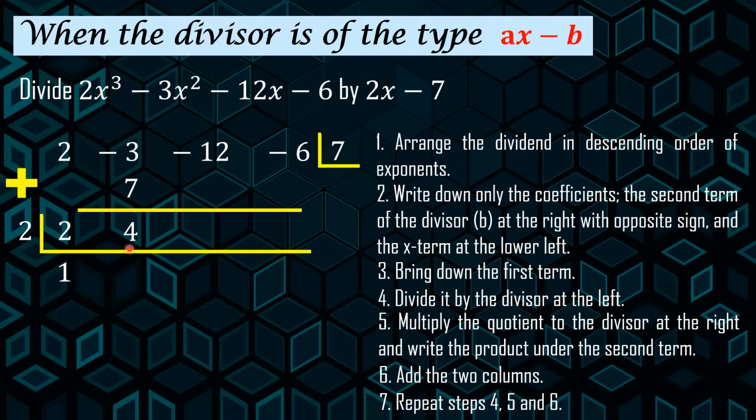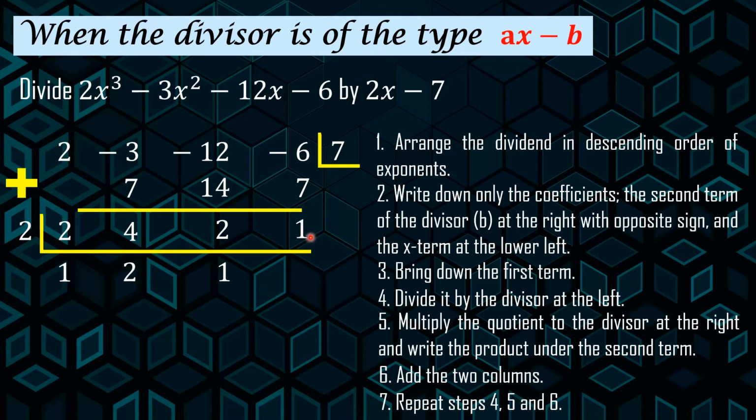Seventh step is to repeat steps 4, 5, and 6. So let us divide. 4 divided by 2 is 2. And then 2 times 7 is 14. So dito natin ilalagay yung 14. And then plus. Negative 12 plus 14 is 2. Okay, repeat lang. 2 divided by 2 is 1. 1 times 7 is 7. And then negative 6 plus 7 is 1.